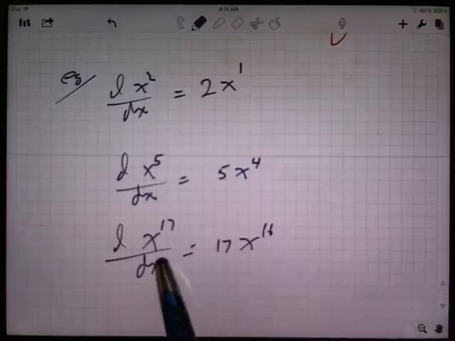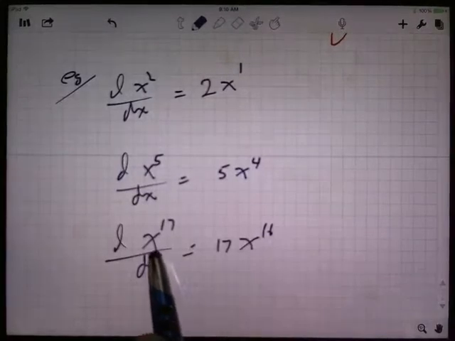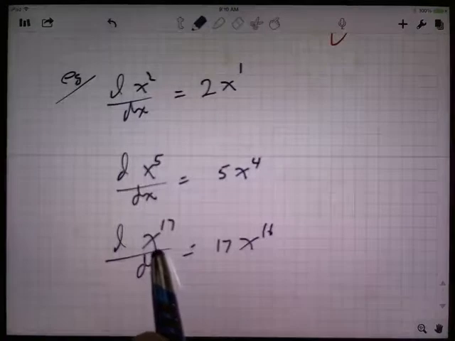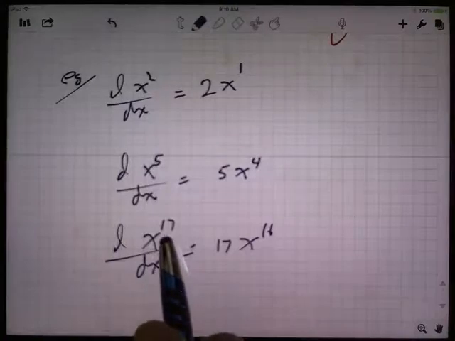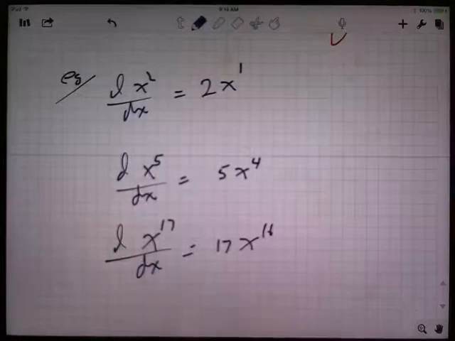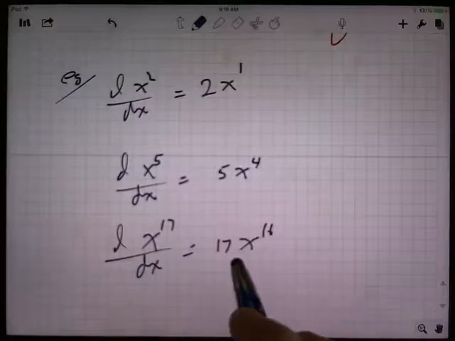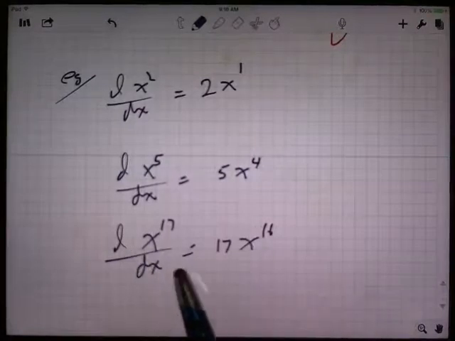I'll tell you, I really would not want to do the limit as h goes to 0 of x plus h to the 17 minus x to the 17 all over h and have to multiply that thing out. Well, it might be fun, but it would be a lot of work. This is just much quicker. The exponent comes out in front.